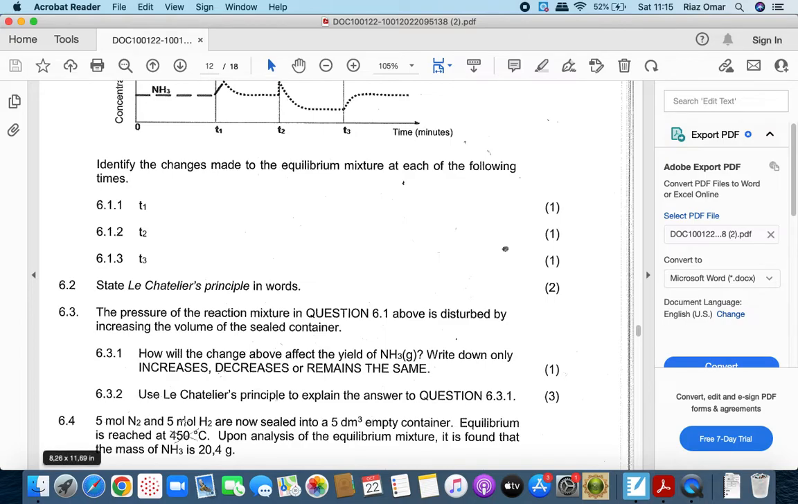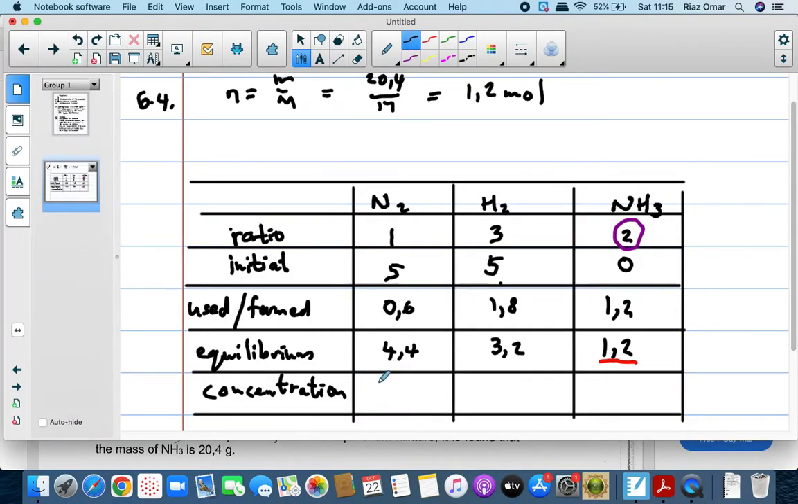5 moles of nitrogen and 5 moles of hydrogen are sealed in a 5 dm cube container. So now that we have the moles and the volume, we can work out the concentration. Concentration is equal to number of moles over volume. You don't have to do it here, I'm just putting it here for our sake. Your number of moles are 4,4 divided by 5, and if you work that out on a calculator, it gives you 0,88.